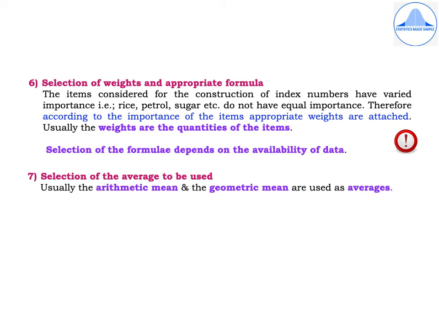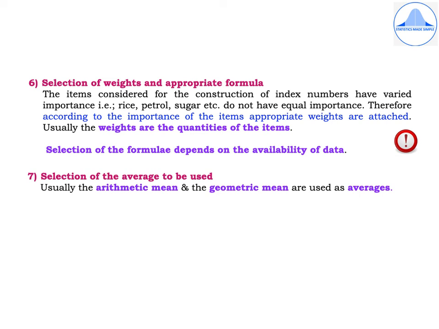And what are these weights? Weights are usually the quantities of the items. And the selection of formulae will depend on the availability of data. So, for example, if I have the prices in the base year and the current year, and if I have only the quantities of the base year, then I can make use of Laspeyres' price index number.